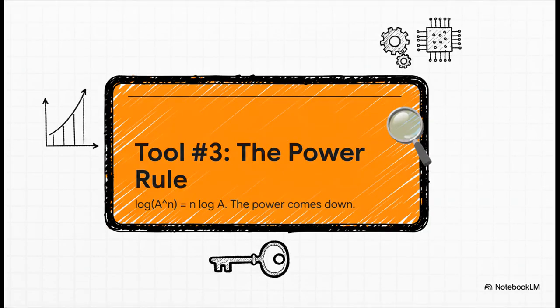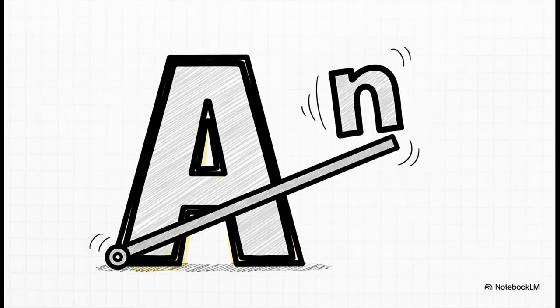And for our last tool, we've saved what might be the most powerful one for last. This is the power rule. It says that the log of some number a raised to a power n is just n multiplied by the log of a. This is the lever tool, and seriously, it's incredible. It lets you take that annoying little exponent that's floating way up high and just pull it down like a lever, right to the front where it's easy to deal with. This one move is an absolute game changer for solving equations where the unknown is an exponent.